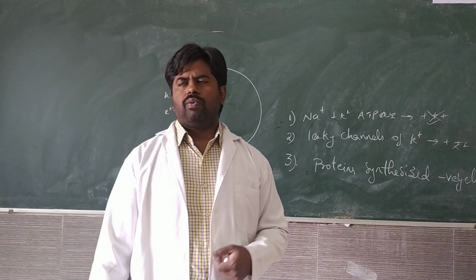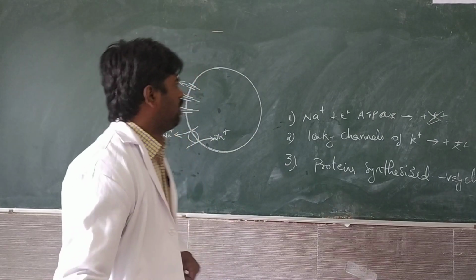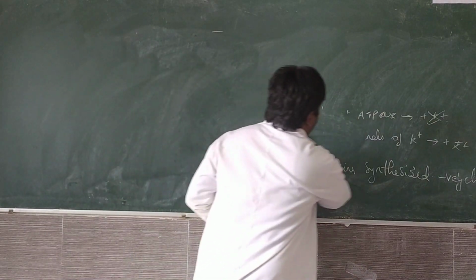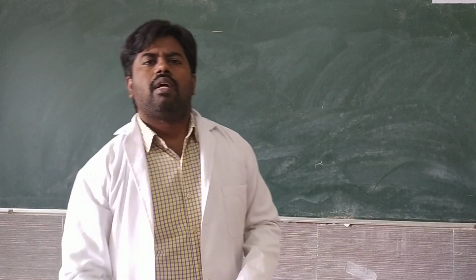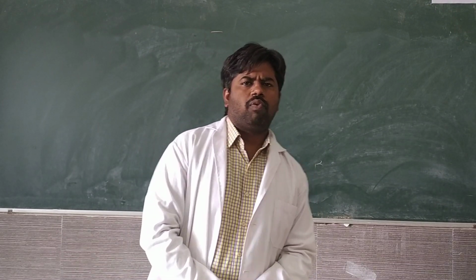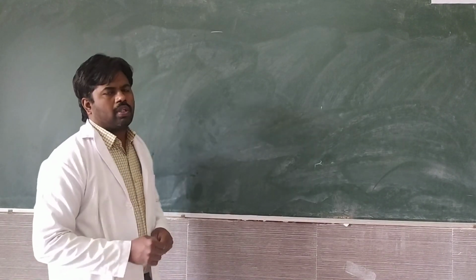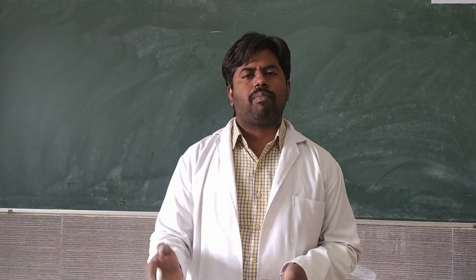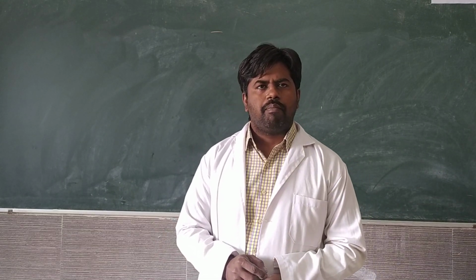So if you ask how much it is negatively charged, if you take the nerve fiber, the nerve cell, it is negatively charged at nearly around minus 70 millivolts. So the normal resting membrane potential of a nerve fiber is minus 70 millivolts.